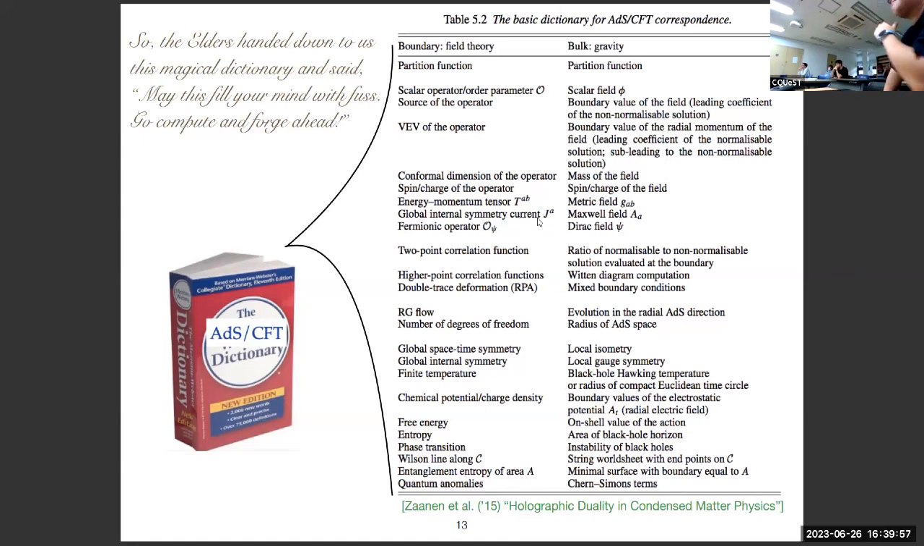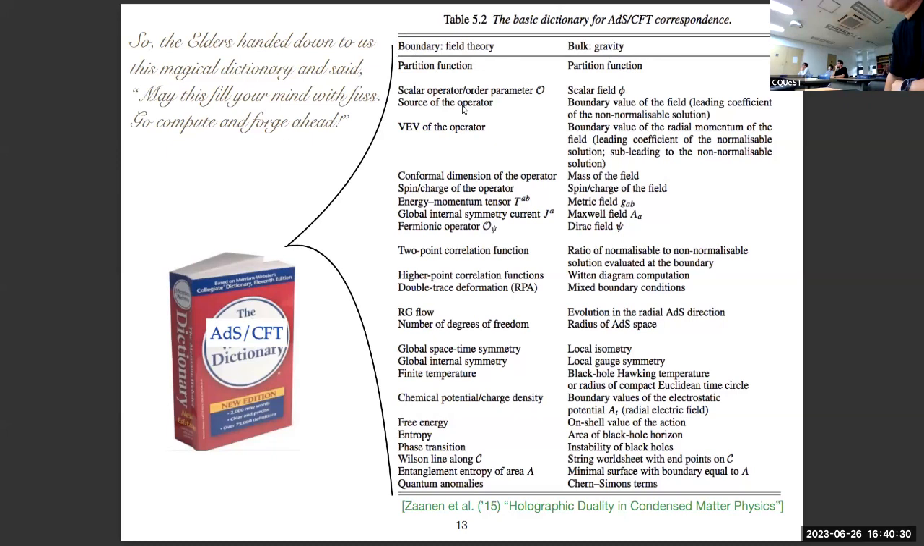is sort of a result of an enormous amount of work that went into holography, starting from the 1997 work by Maldacena. The essential factors here that translate from the boundary field theory to the bulk gravity theory: the important thing is that the partition function on one side is mapped onto the partition function on the other side.